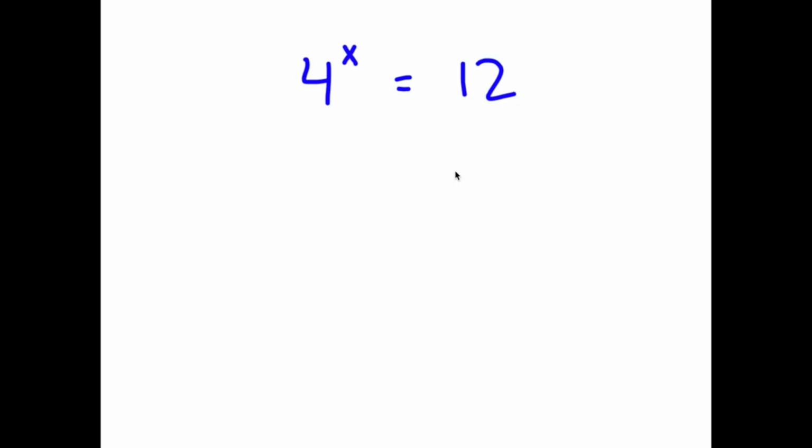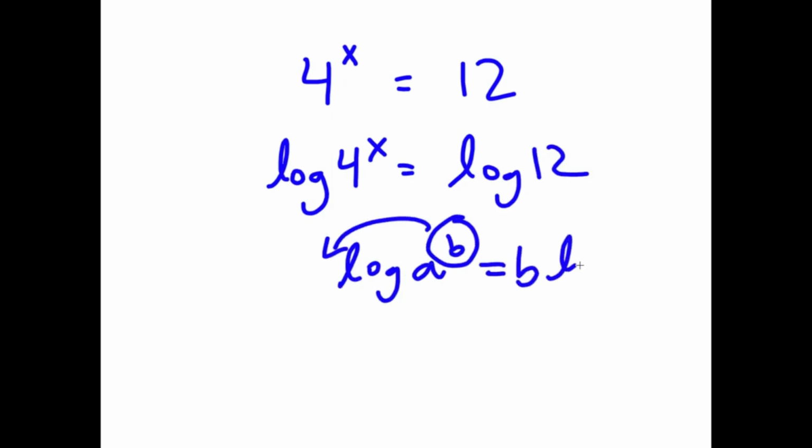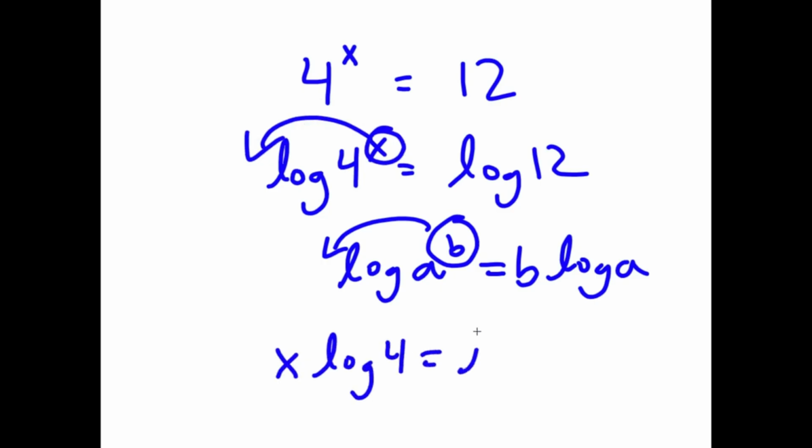Alright, so in this problem, I have 4 to the power of x is equal to 12. So to solve this, I'm going to first take the log on both sides. So I have log 4 to the power of x is equal to log 12. And if I have something in the form log a to the power of b, I can move this exponent b to the front. So this is going to equal b times log a. So in this case, I have log 4 to the power of x, and I can move x to the front.